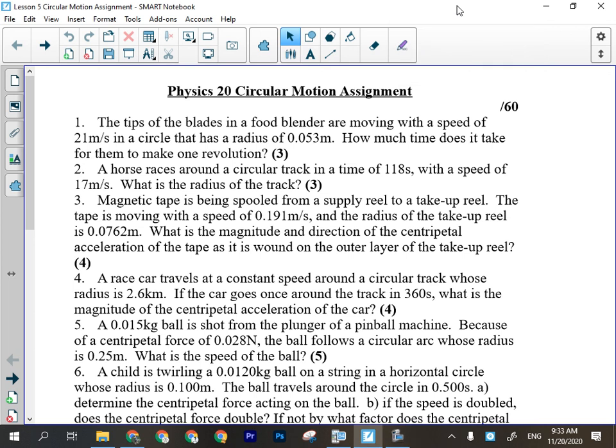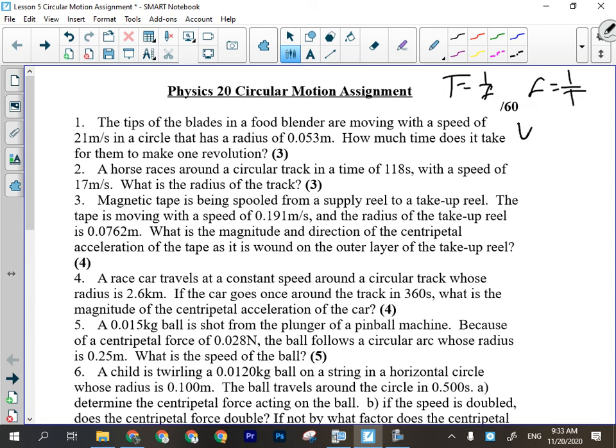All right, so this is your assessment of basically the first half of Unit 3. The stuff that's covered in this assignment is T equals 1 over F and F equals 1 over T. That stuff can be covered in here. V equals 2 pi R over T.